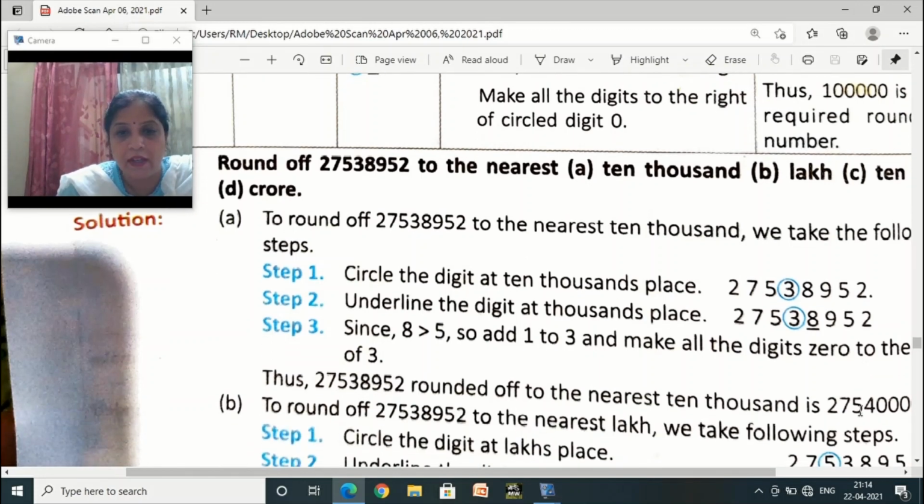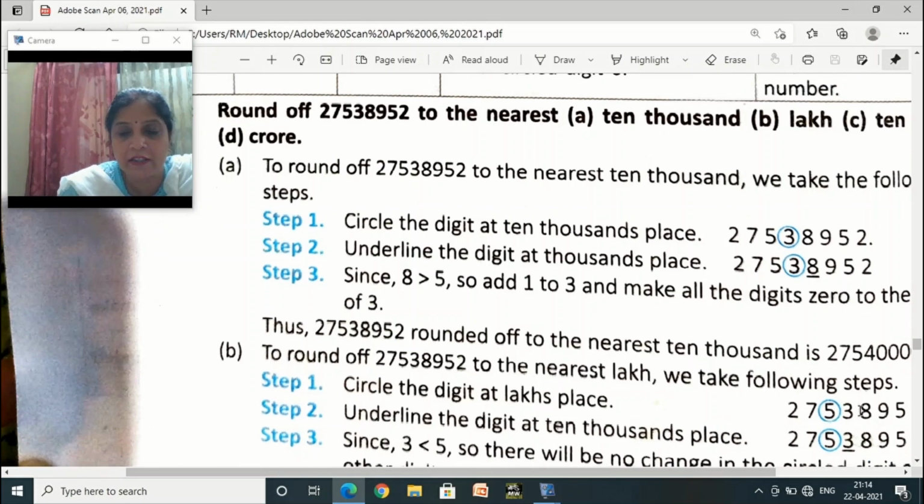Now the next question is to round off 27538,952 to the nearest lakh. What steps will we follow? Since we have to round it off to the nearest lakh, first we will circle the digit at the lakhs place. The lakhs place is 5. The next step is to underline the digit at the 10,000's place. The digit at the 10,000's place is 3.